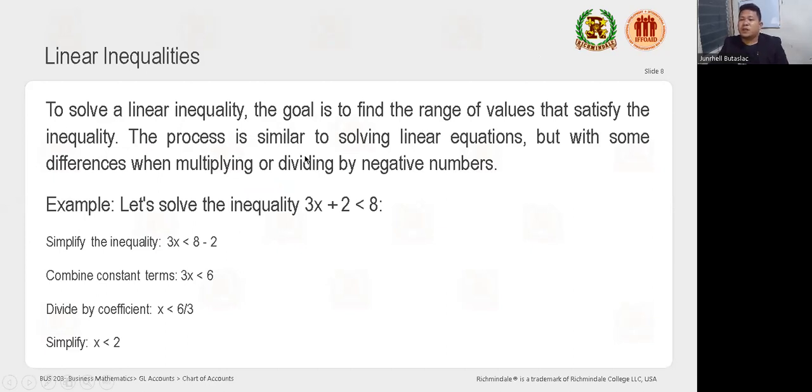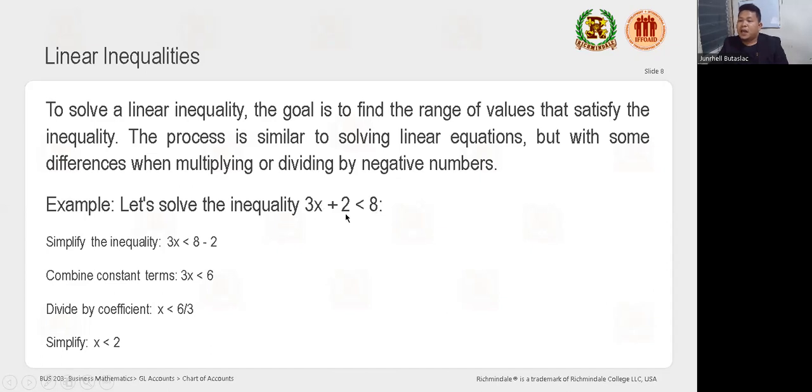The process is similar to solving linear equations, but with some differences when multiplying or dividing by negative numbers. Example: let's solve the inequality 3x + 2 < 8. First, simplify the inequality. So 3x is less than 8 minus 2.